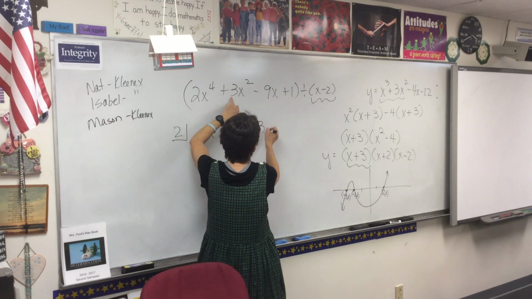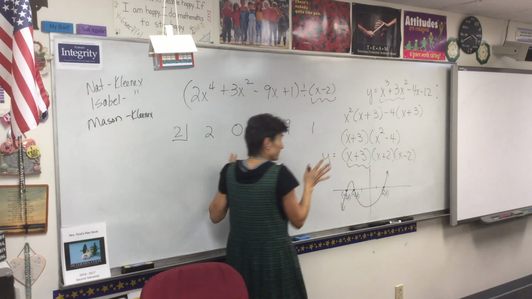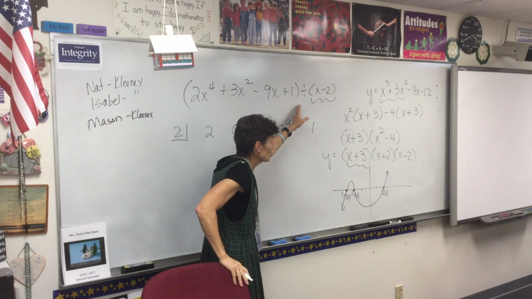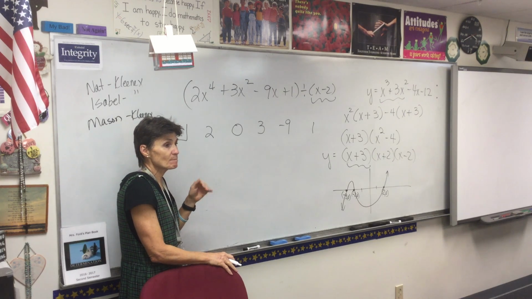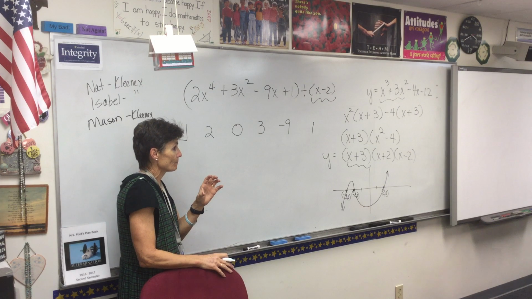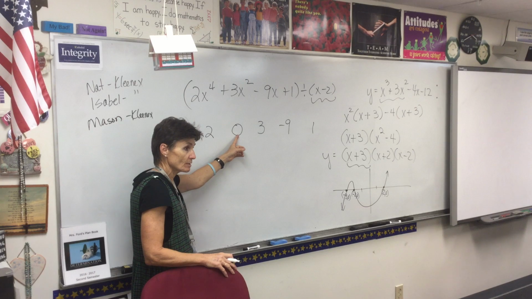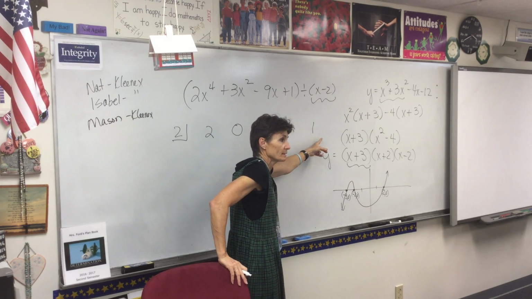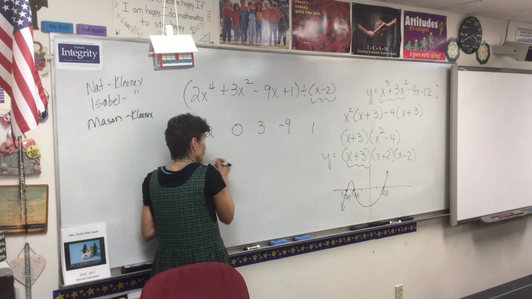There's a 3x squared, a -9x, and then a 1 on the end. So I put all of the coefficients in this row of numbers. If something is missing, I have to hold its spot with a 0. So this is x to the 4th, x to the 3rd, x squared, x to the 1st, and x to the 0, technically, just the number. Okay, got it?